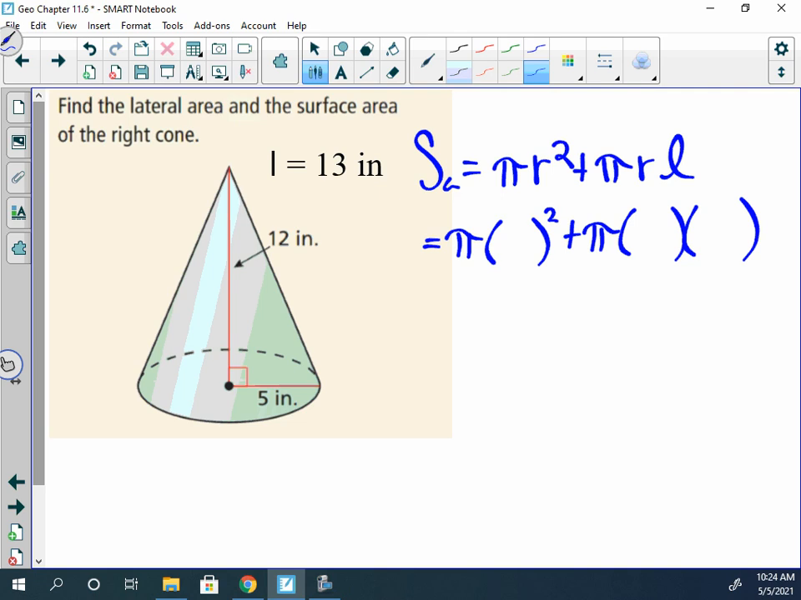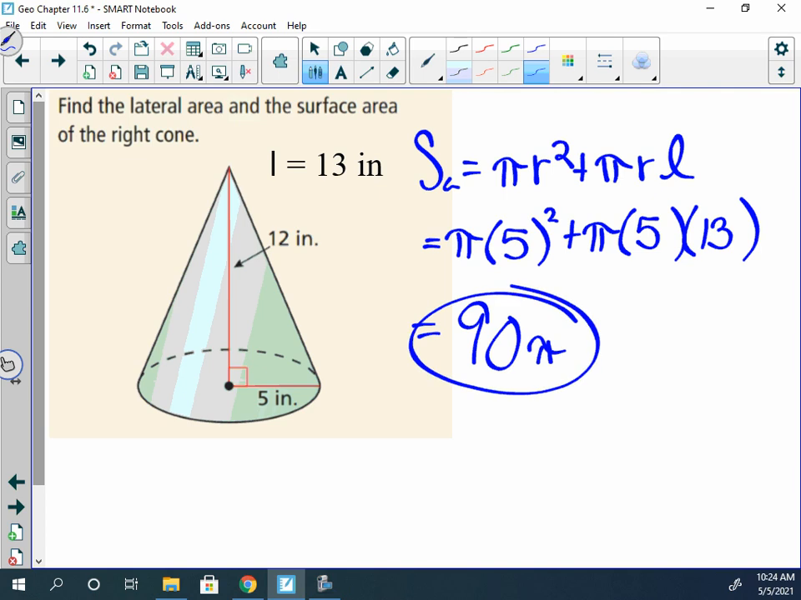When we look at this, the two things we need are the radius and the slant height. Now our radius for this cone would be 5, and the slant height is 13. So the surface area would be 90 pi.